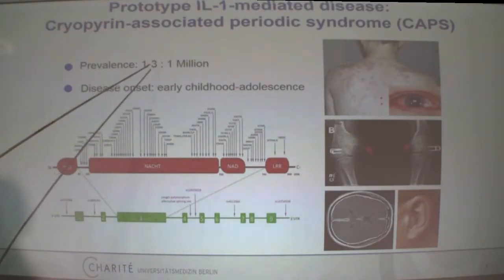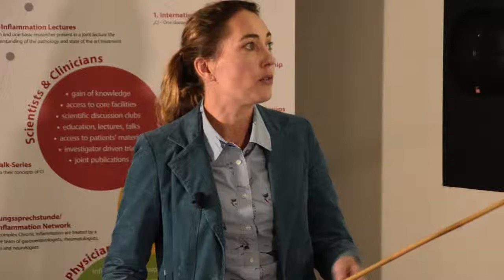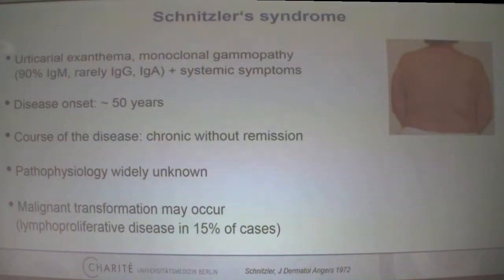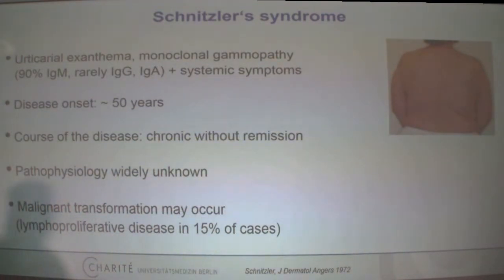So it is a very rare disease, a very low prevalence of 1 to 3 in a million, with early onset in children, and so far a lot of different mutations have been shown within the NLRP3 gene to contribute to this disease. There's another disease where we have a certain focus. This is also a urticarial disease with, again, a typical urticarial exanthema, also a very rare one, Schnitzler syndrome.